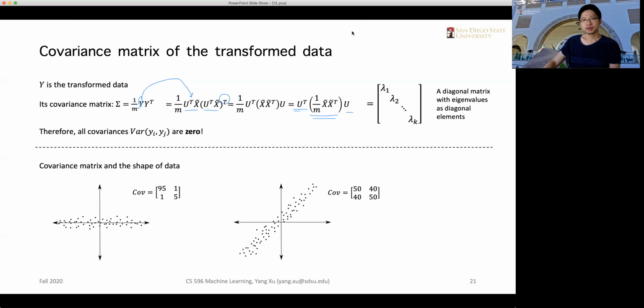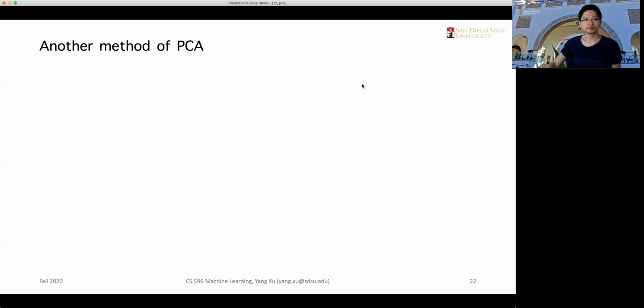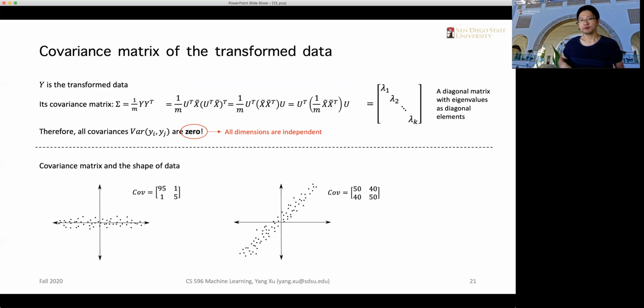On the left, the covariance between x and y is very small, almost 0. So all the variance is basically along this y-axis. But if the covariance is big, then it will shape some angles, and that means the original dimensions are not very good representations for the original data sets. And if the covariance between dimensions is 0, it means they are all independent features.